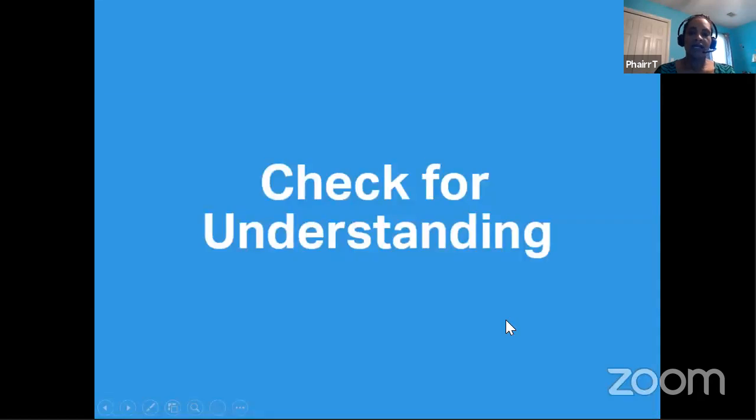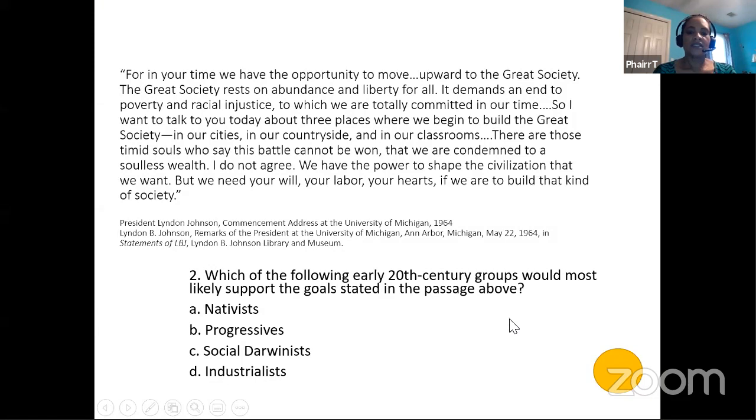So again, we're going to check for understanding just to make sure you guys are with me. So this is Lyndon B. Johnson's commencement address at the University of Michigan in 1964. He's going to mention and talk about the Great Society. So answer this question. Which of the following early 20th century groups would most likely support the goals stated in the passage above? So take a few minutes.